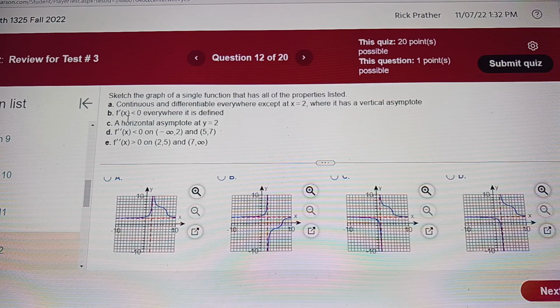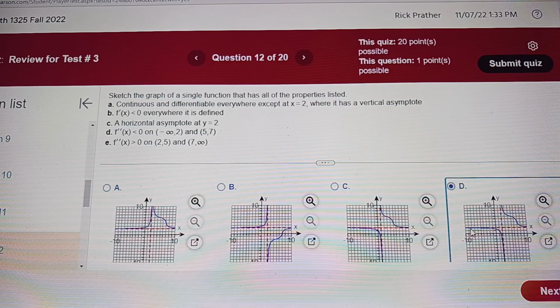The derivative needs to be less than 0 everywhere it's defined. If a derivative is less than 0 everywhere except the asymptote, that means the graph is always decreasing. So it can't be graph A because it's increasing in the first half of it and then it's decreasing after that. Well, actually, B is always increasing. So already I know the answer is D because this is the only graph that's always decreasing, other than C that I've already eliminated. Horizontal asymptote at 2, yes, D has that.